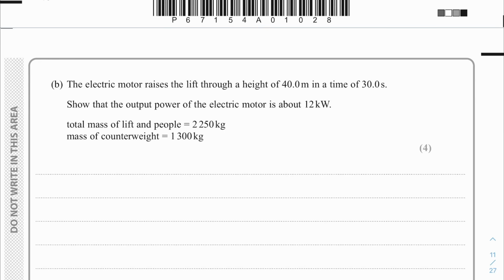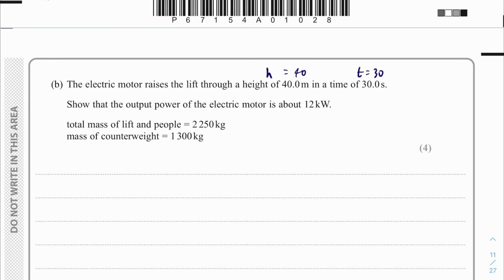The electric motor raises the lift through a height of 40 meters, so that is the height, and a time of 30 seconds. That's 30, the height is 40. Show that the output power is 12 kilowatts. So how do we do this?